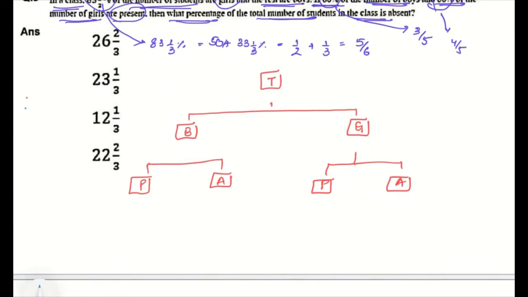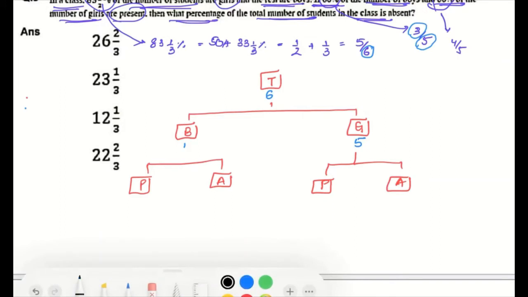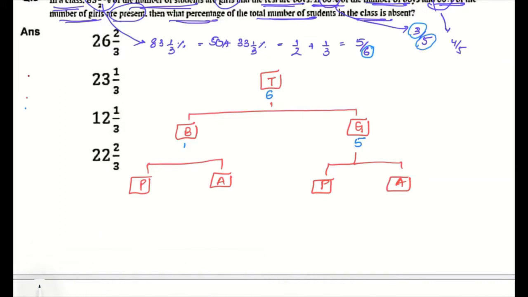83 1/3 percent of students are girls. Out of 6 total students, 5 are girls. What about the remaining? 1 is a boy. Okay. Next, 60% of the number of boys are present. That means out of 5 boys, 3 are present. But here we have only 1 boy, so I have to multiply with 5. So out of 5 boys, how many boys are present? 3 boys are present. So what about the absent? 2.